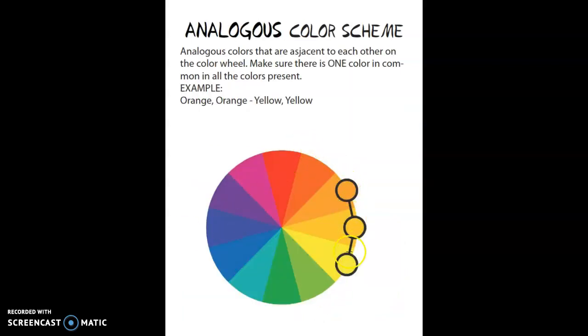Analogous color scheme means you're taking some colors that are next to each other on the color wheel, but make sure that when you're using analogous color schemes that you're choosing one color that all the colors have in common. So in this example, all of these colors have some yellow in it. Yellow, orange, and a yellowish orange would be an analogous color scheme.